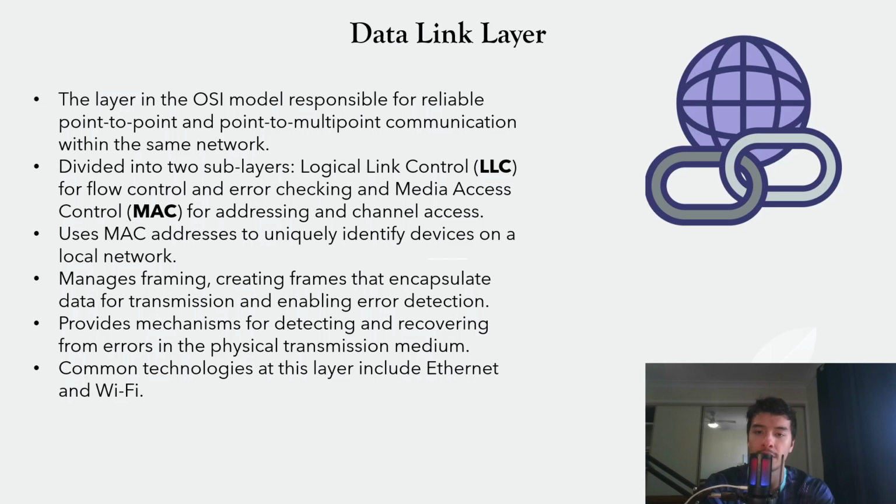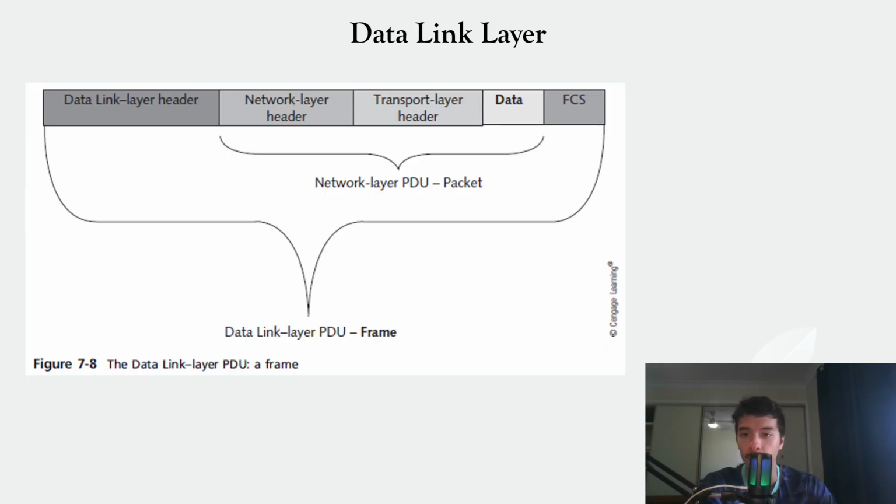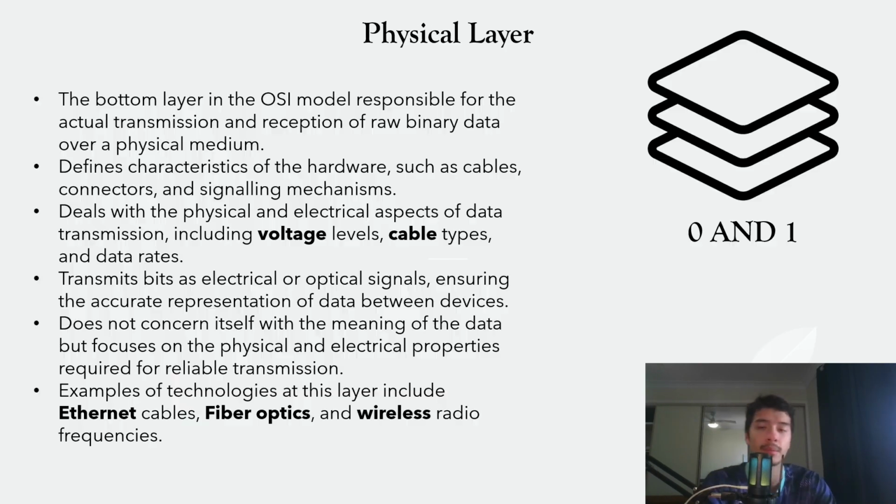Manages framing, creating frames that encapsulate data for transmission and enabling error correction. Provides mechanisms for detecting and recovering from errors in the physical transmission medium. Common technologies at this layer include Ethernet and Wi-Fi. Okay. As you can see here, we've got the frame, right here to right here, which encapsulates that data in a frame-like manner. That's why it is called a frame.